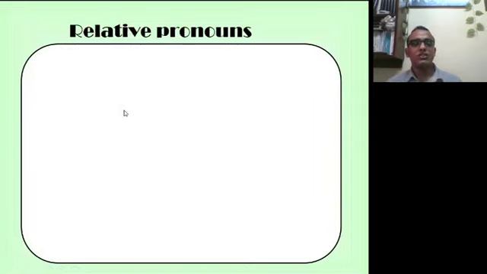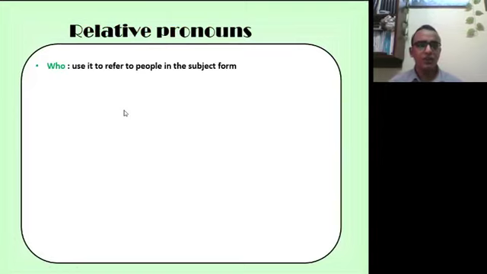Now we are going to turn to the relative pronouns. So what is a relative pronoun? We are going to know. We have, number one here, we have who. So when do we use who? We use it to refer to people in the subject form.